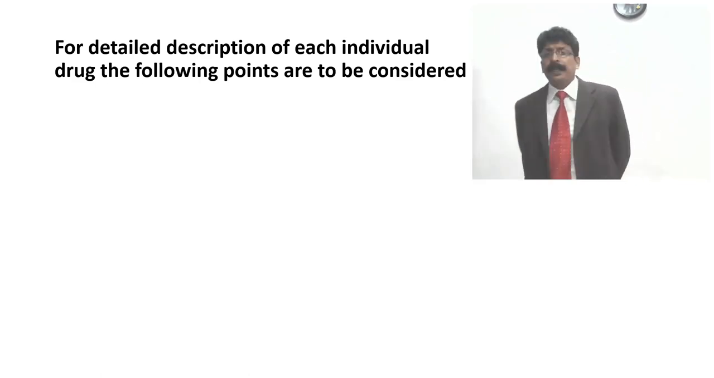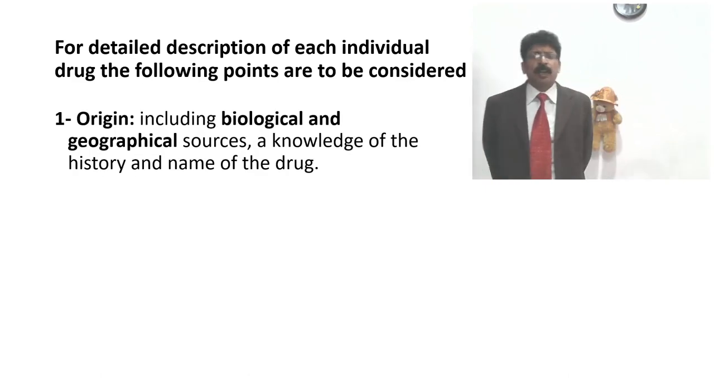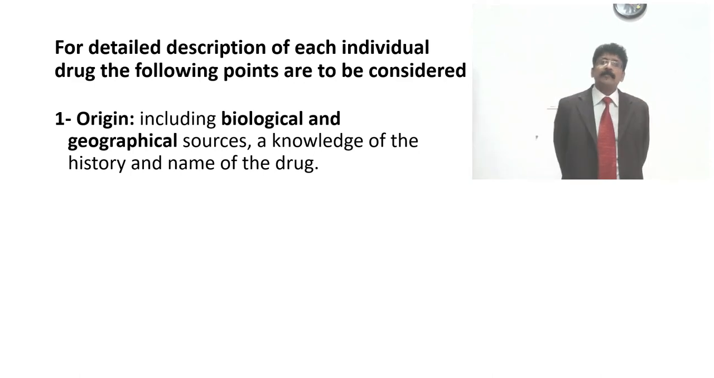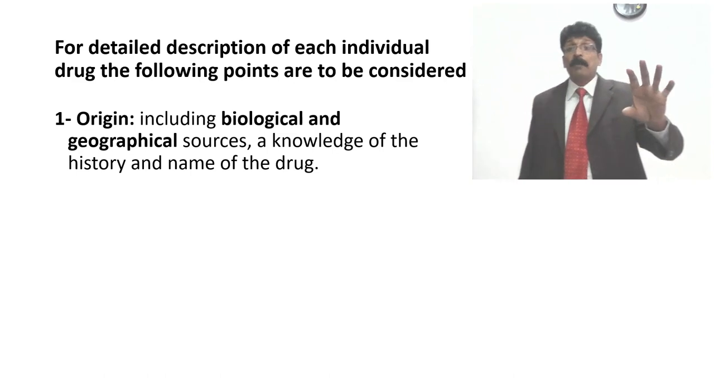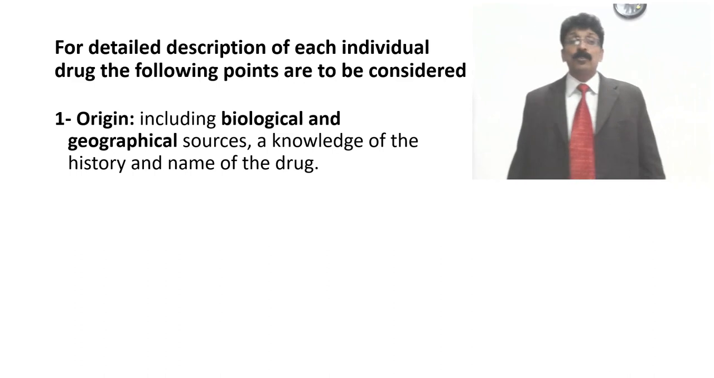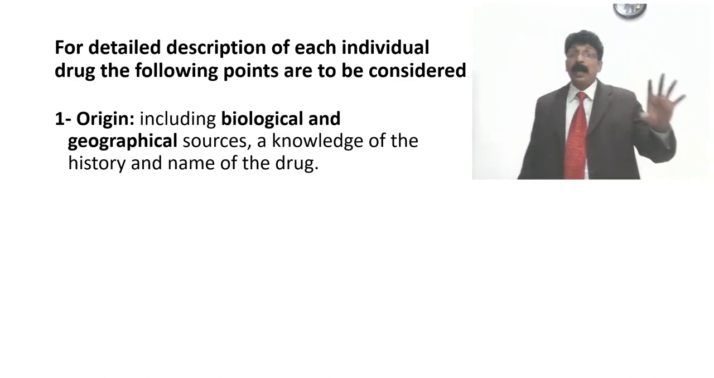But anyhow, 7 points are minimum, will be seen in any books. What are they? First one, any drug if you take, first one is origin, including biological and geographical. From which country, which place, which altitude, all these things come in geographical sources, and biological and botanical source of the plant, and the knowledge of the history and the name of the drug.